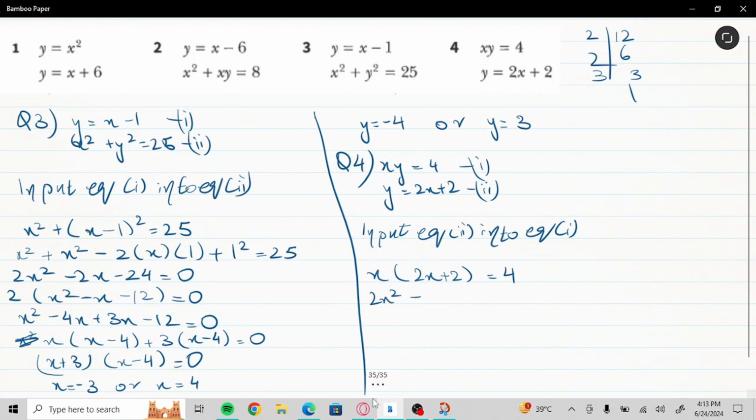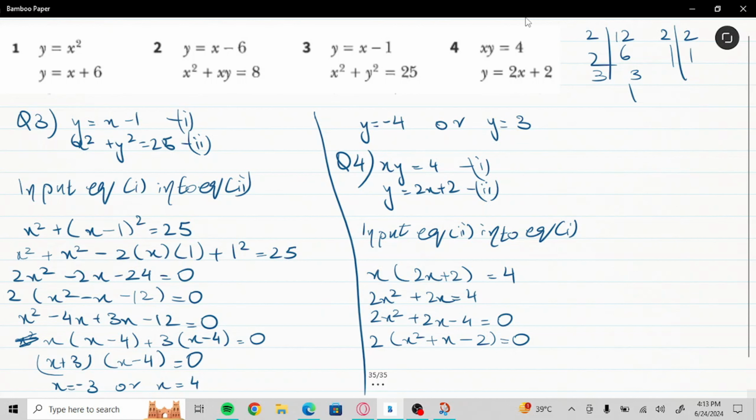Simplify this: 2x squared plus 2x is equal to 4, and 2x squared plus 2x minus 4 is equal to 0. Take the common factor: x squared plus x minus 2 is equal to 0, and that would give us the opportunity to take 2 as the common factor.